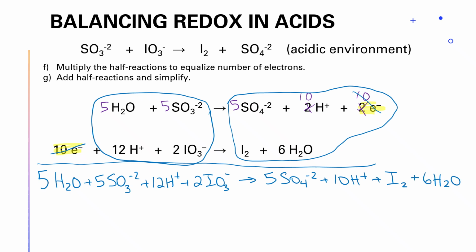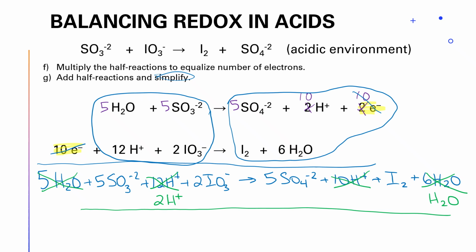But there's another part to this, not just add them together, but we're also going to simplify. And so when I'm simplifying, I see that there are 5 waters on the left and 6 waters on the right. 5 of those waters will cancel to leave me 1 on the right and none on the left. Same thing with hydrogens. I've got 10 positive hydrogens on the right and 12 on the left. So those 12 are going to reduce to just 2, and the 10 on the other side will cancel out. So that then, once it's simplified, let me rewrite it one more time.